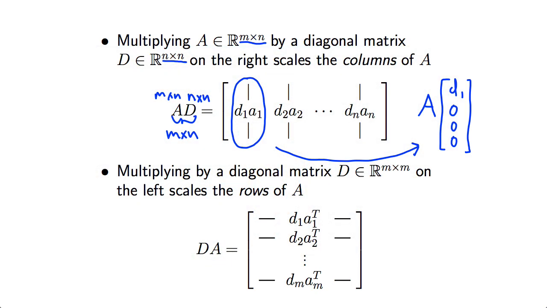So for example, to multiply a matrix A here that has m rows and n columns, D is m by m. Well, D has m different diagonal entries, so it has to be scaling the rows because there are m rows of A. Similarly here, D has n diagonal entries, so it has to be scaling the columns of A.